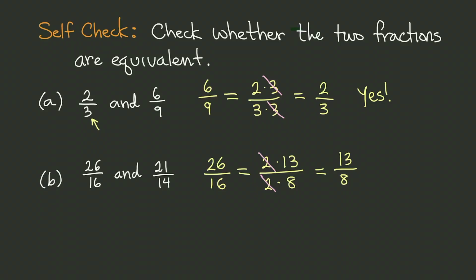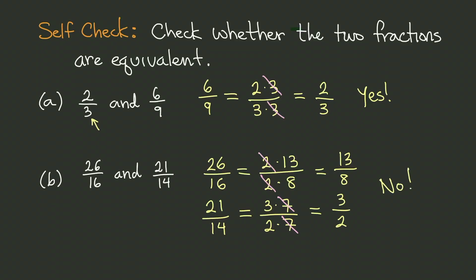Okay, so now let's look at the second fraction. We have 21 over 14. 21 can be written as 3 times 7, and 14 can be written as 2 times 7. So here, we can cancel the 2 7's, and we're left with 3/2. Now these fractions are both simplified, but they're different. So these are not equivalent fractions.